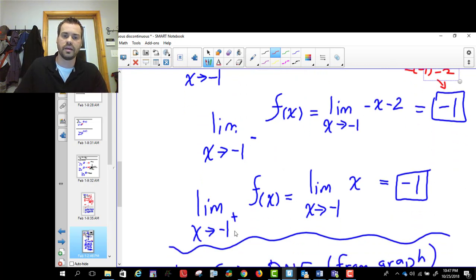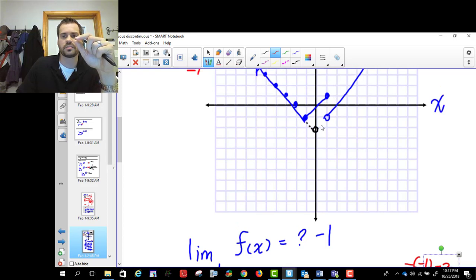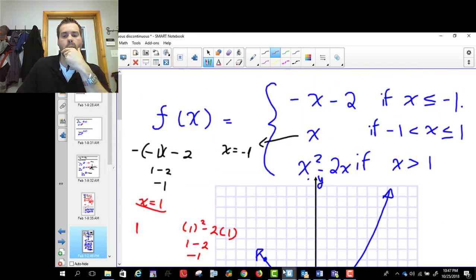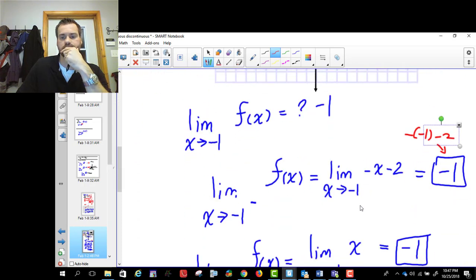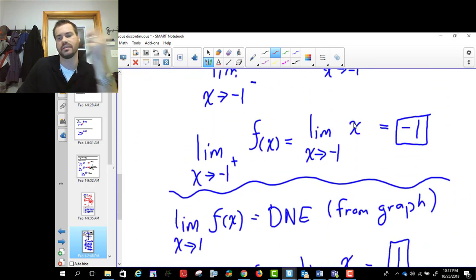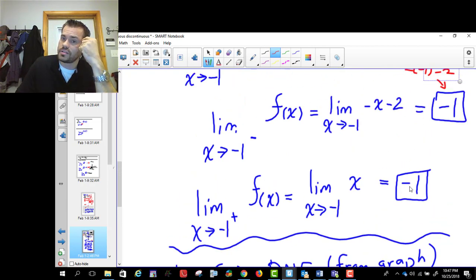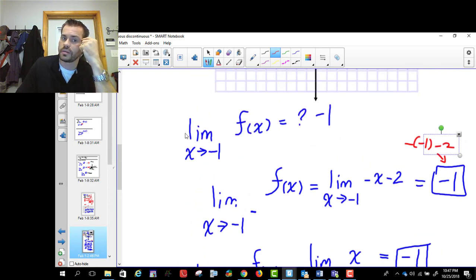Then, the left-hand limit's done, so I take the right-hand limit. Again, when x is bigger than minus 1, it's being described by x. So the limit as x approaches minus 1 of x, we plug in and get minus 1. Because these two things are equal, we can say that the limit as x approaches minus 1 of f of x is minus 1. These things become important in a continuity discussion, but you have to understand left and right hand limits first.